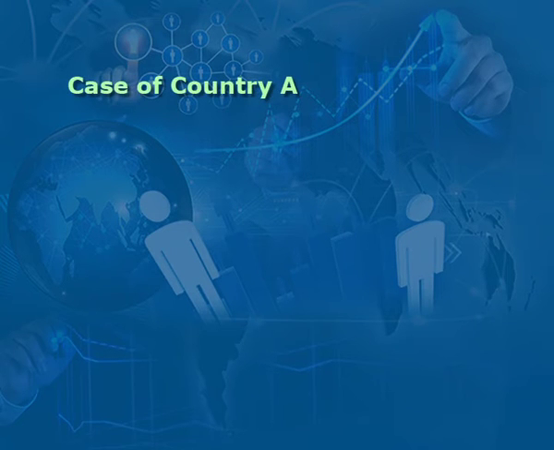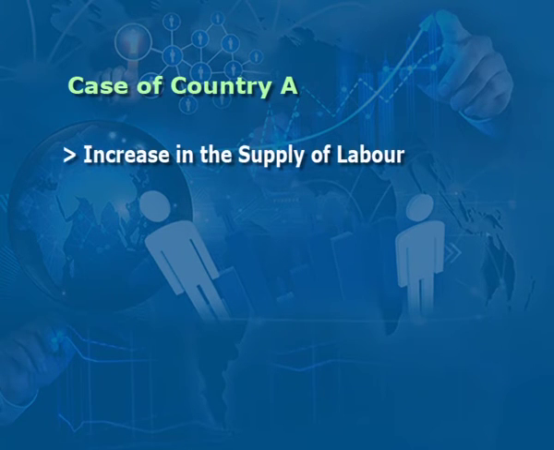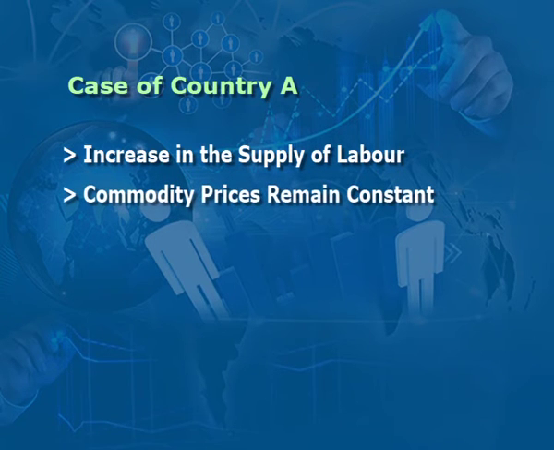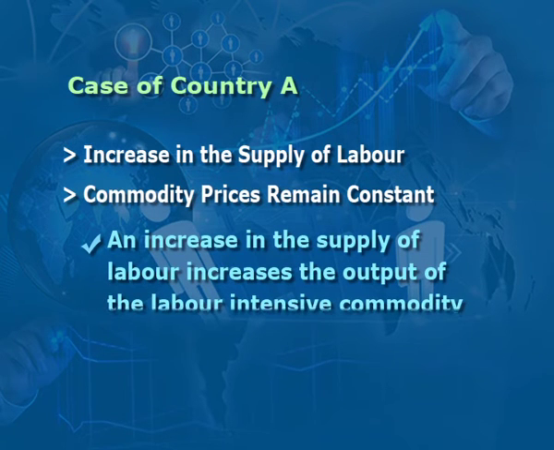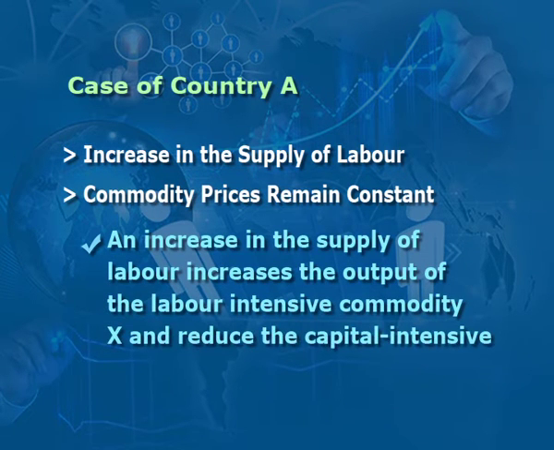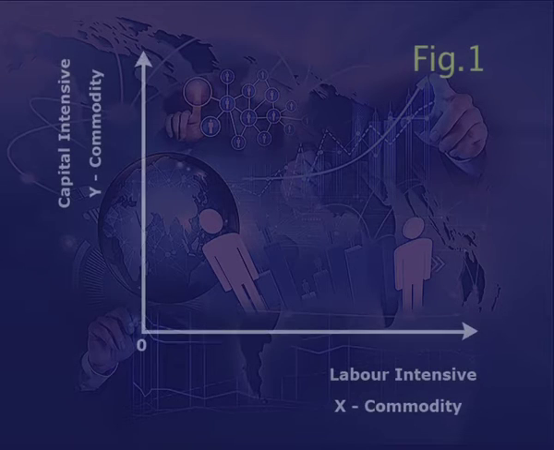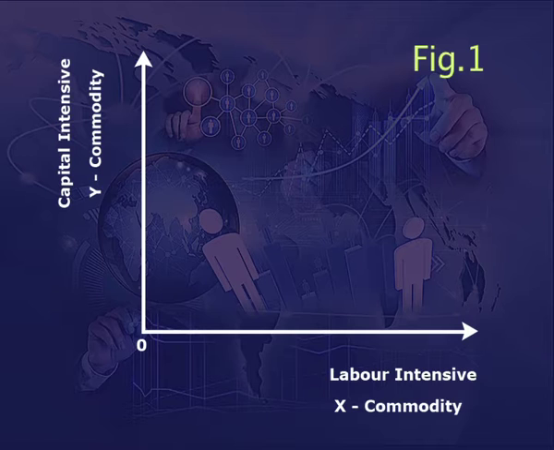Let us consider the case of a country A where there is an increase in only the supply of labor endowment. Commodity prices remain constant. An increase in the supply of labor increases the output of the labor intensive commodity, say X, and reduces the capital intensive commodity, say Y. This is explained in terms of figure 1, where the horizontal axis measures quantities of the labor intensive commodity X and the vertical axis the capital intensive commodity Y in country A.